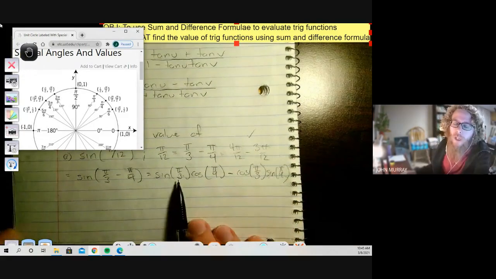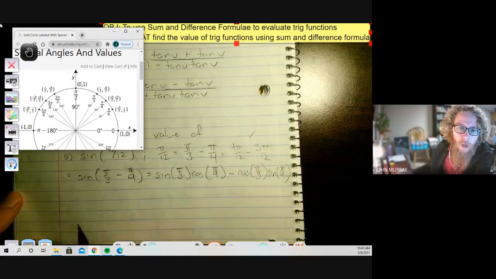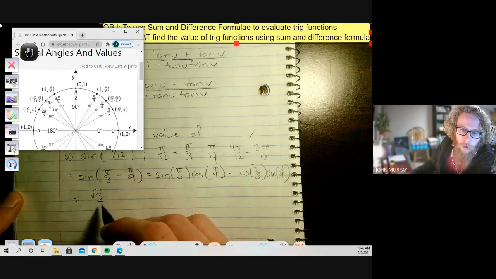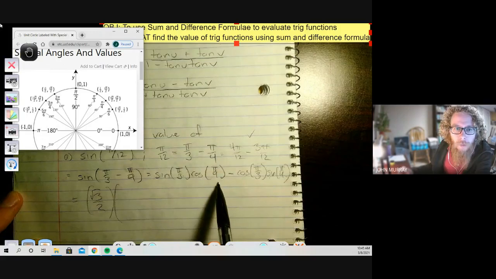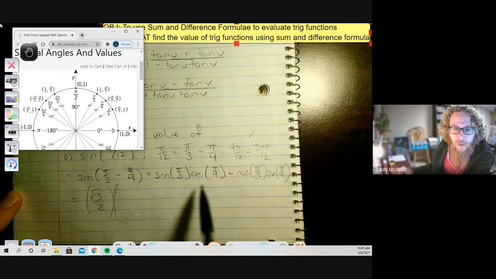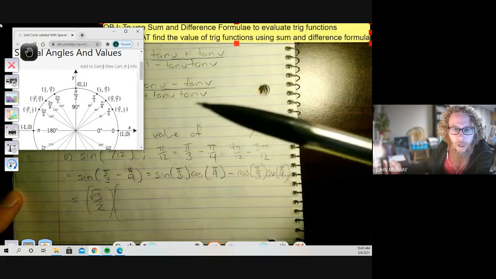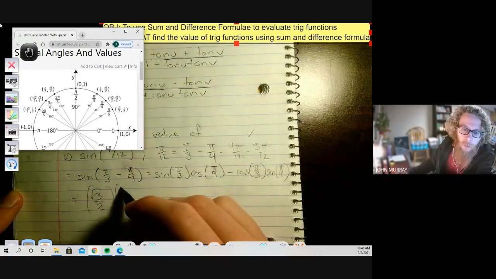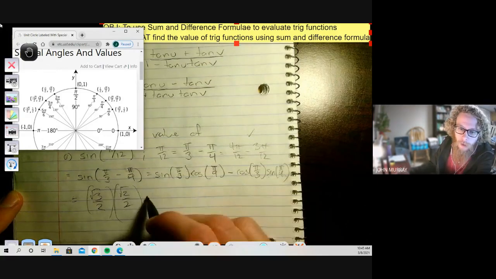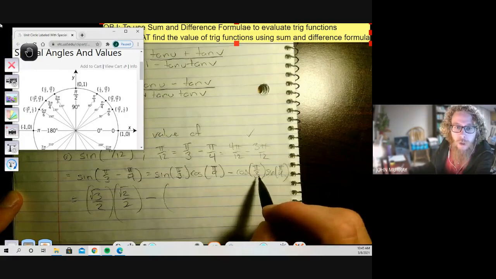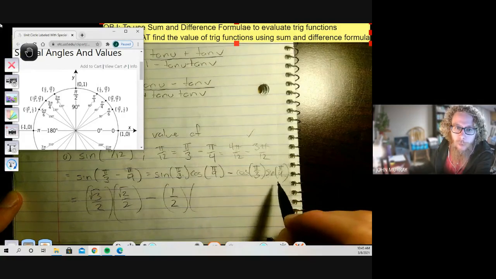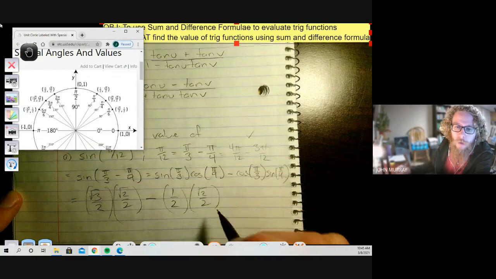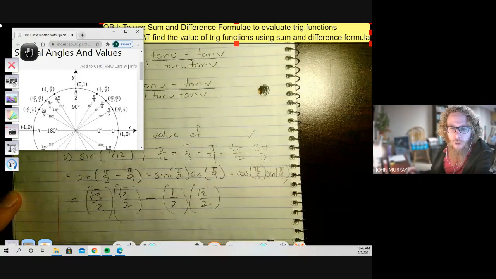So the sine of pi over 3, sine is the y value. So the y value of pi over 3 is root 3 over 2. And I'm just going to put it in parentheses because we're going to be multiplying. The cosine of pi over 4, cosine is the x value, but it doesn't matter for pi over 4. They're both root 2 over 2. It's minus. Now we have the cosine of pi over 3, so that is going to be 1/2. And the sine of pi over 4, again, is root 2 over 2. So after this step, after you've found your angles, you're just going to simplify.